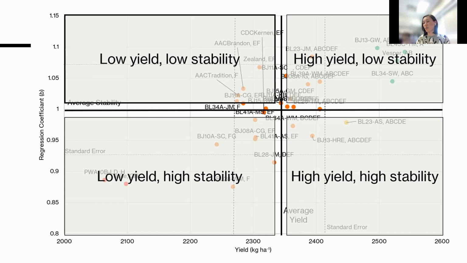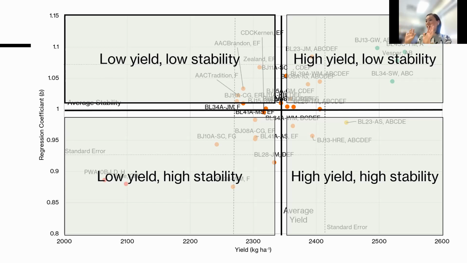And so our average yield was about 35 bushels per acre across all the genotypes and across all of the environments. And then on the y-axis, we have the regression coefficient. And the black bar that runs along here is known as the average stability. And so one represents, with every incremental benefit of a better environment, the genotype responded equally to that better environment.